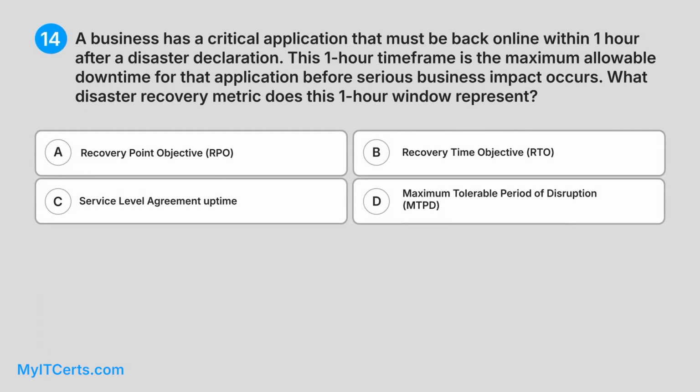14. A business has a critical application that must be back online within 1 hour after a disaster declaration. This 1 hour time frame is the maximum allowable downtime for that application before serious business impact occurs. What disaster recovery metric does this 1 hour window represent?